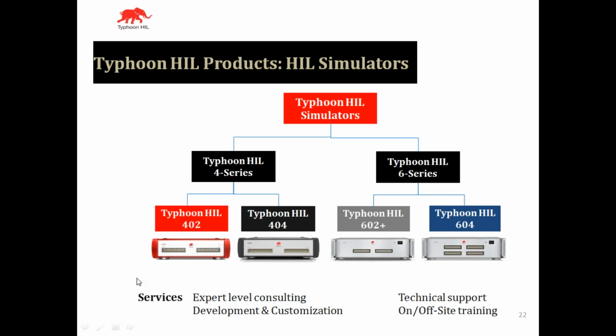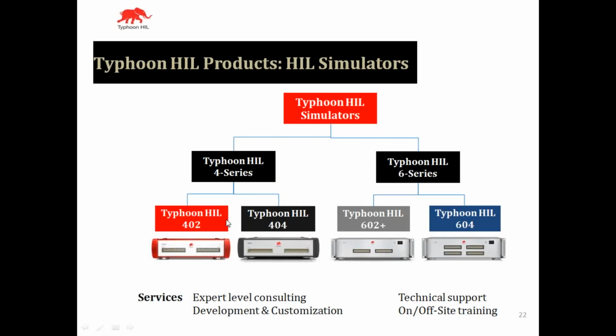Typhoon HIL 604. You can see these hardware boxes and identify what we have used in the model. Like for 402, you can see here 2 interfacing ports are given, and here also 2 interfacing ports are given in 602, and in 604, 1, 2, 3, 4. This is how you can identify which box we are using, only by seeing the boxes.